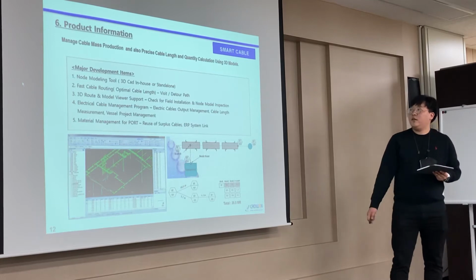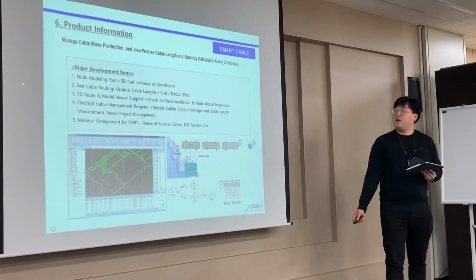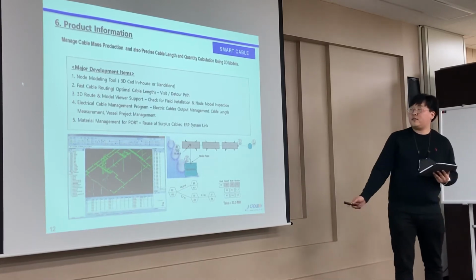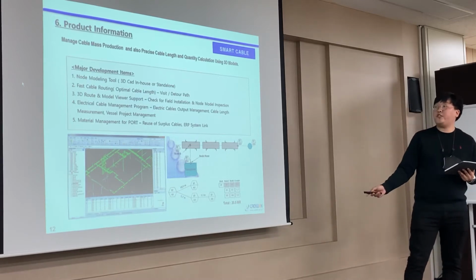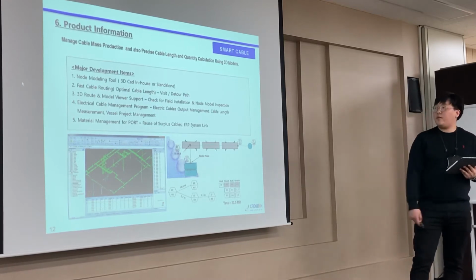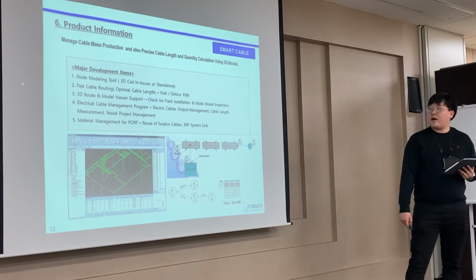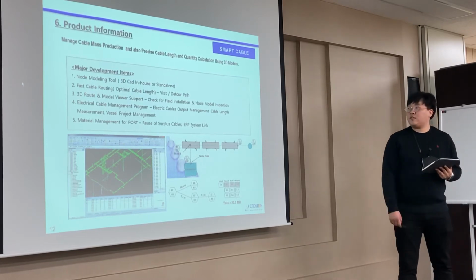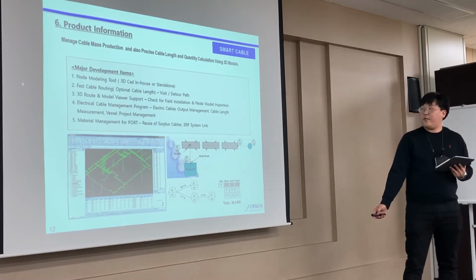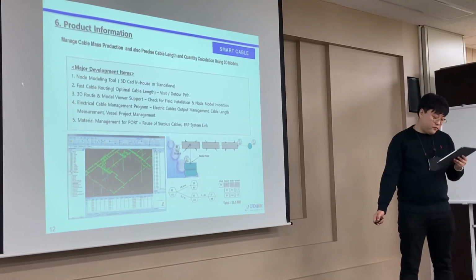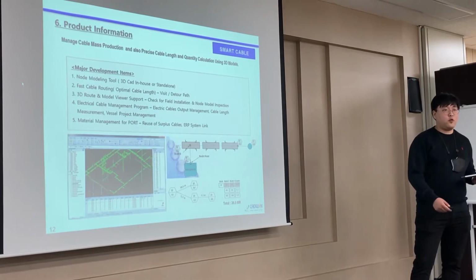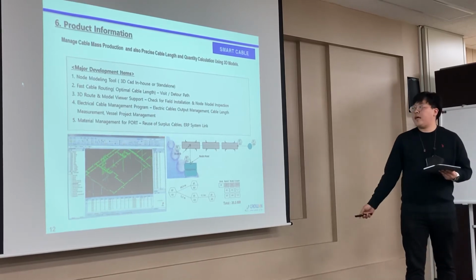Next is Smart Cable. It manages mass production of cables, with precise cable length and quantity calculation using 3D models. And these are some of the major functions that have been added in Smart Cable. First is modeling tools: fast cable routes with optimal cable length, 3D routes and model view support, cable management programs, and material management for purchase order requests, so we can reuse the surplus cables, and ERP system links.